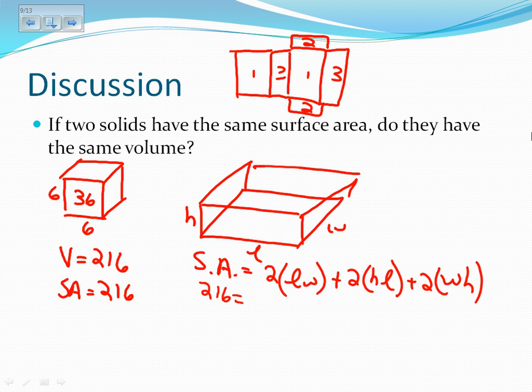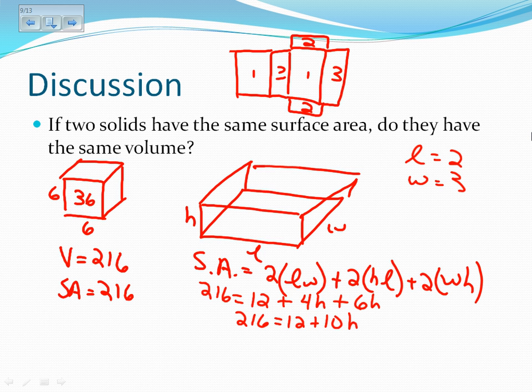What do you want to pick for the length and the width? 2 and 3? So length is 2, width is 3. Let's plug it in. 2 times 3 is 6 times 2, so this is 12. Plus, the length is 2 times 2 is going to be 4h. Plus, the width is 3 times 2 is 6h. So I get 216 is equal to 12 plus 10h.